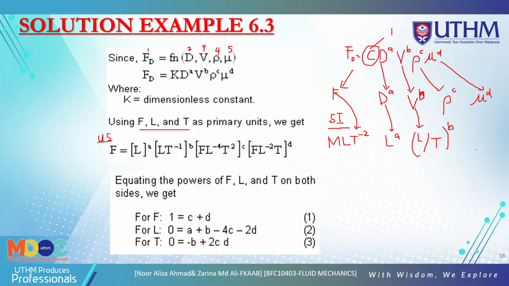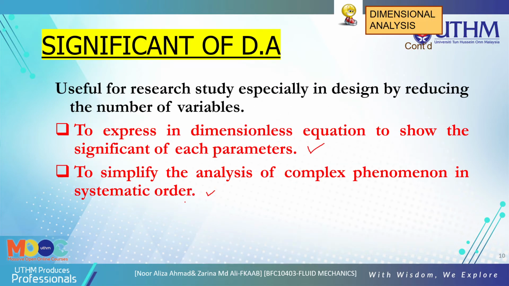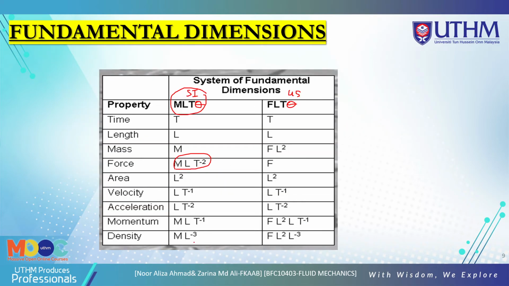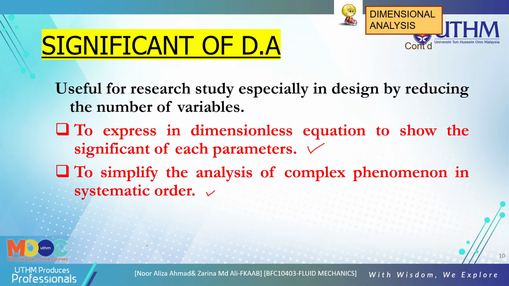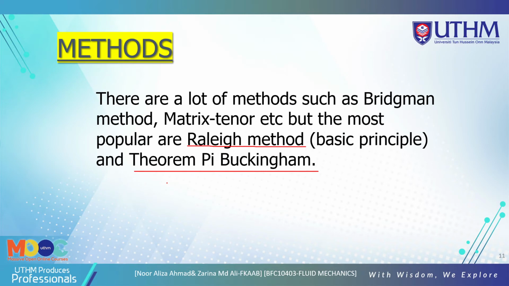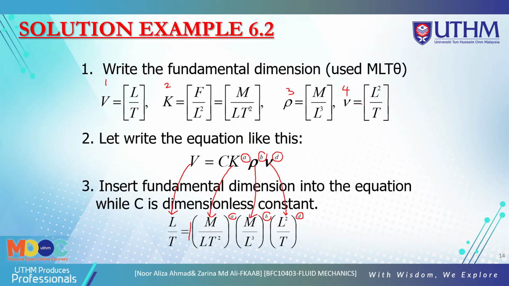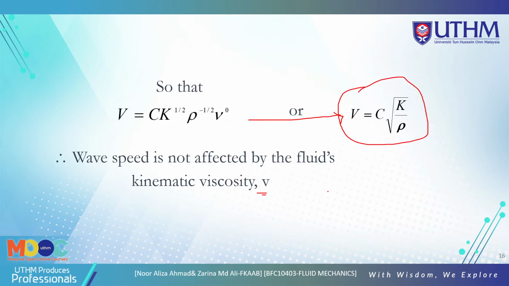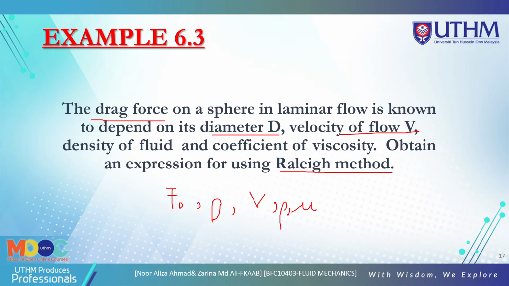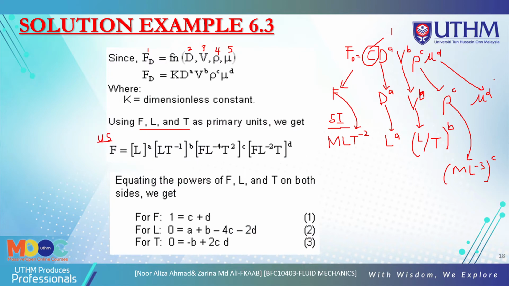And the density, you just look at the density here. Density is M L to the negative 3, based on the C. And the kinematic viscosity is based on L squared over T here. So this is based on kinematic viscosity, and this is based on coefficient of viscosity. So the viscosity, you just look back again at the viscosity here.